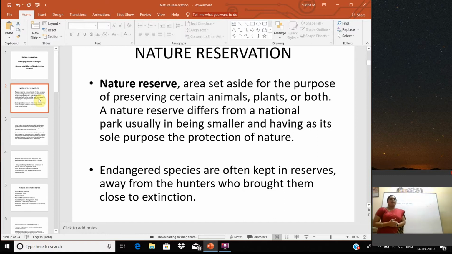Generally, endangered species are often kept in reserves, and many tiger temples and other organizations are there to preserve the tigers. Likewise, each and every endangered species has to be preserved in this way.